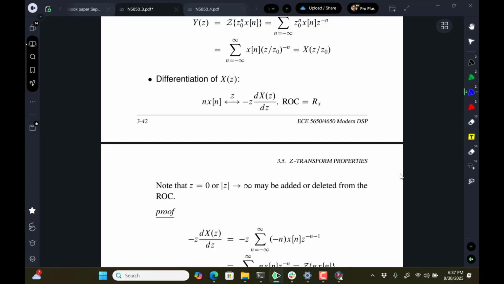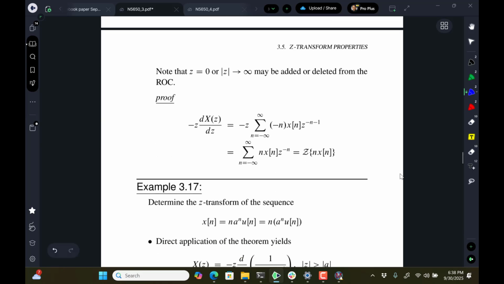Differentiation, this is a little bit more practical. It says if you multiply a sequence by n, then we get minus z times the derivative of the original z transform of x of n. And the proof of that is just plugging in to the definition of the z transform and then just seeing what happens if you differentiate both sides. You do get, on the right-hand side, that popping out from the differentiation. So that's what proves that theorem.